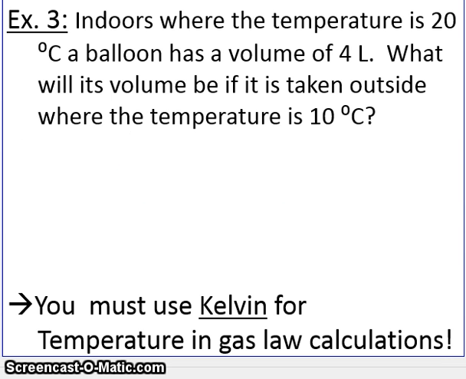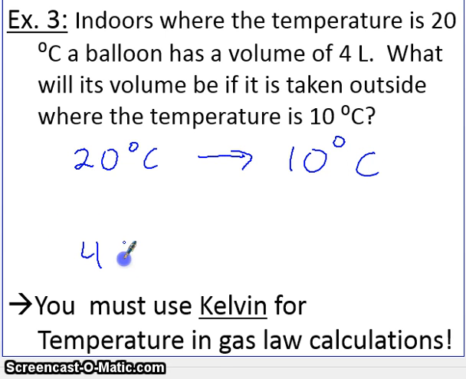You'll see what this is as we go along. So the first example, example 3, let's take a look at it logically, what it's asking. Indoors, where the temperature is 20 degrees Celsius, a balloon has a volume of 4 liters. What will its volume be if it is taken outside where the temperature is 10 degrees Celsius? So the idea here is we are going from 20 degrees Celsius to 10 degrees Celsius, and our volume goes from 4 liters to what?